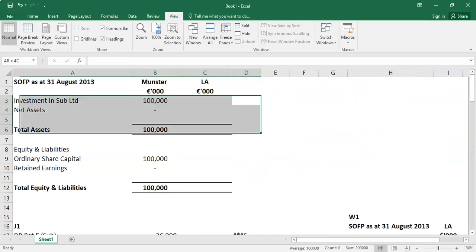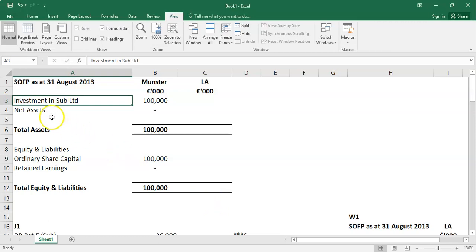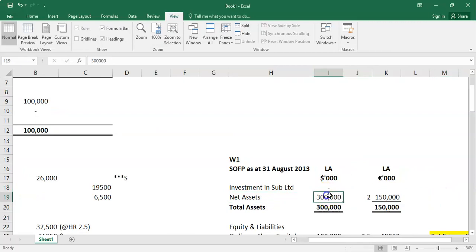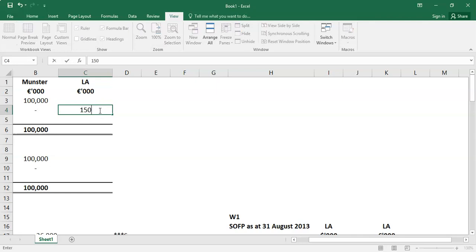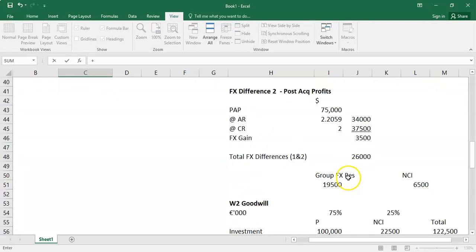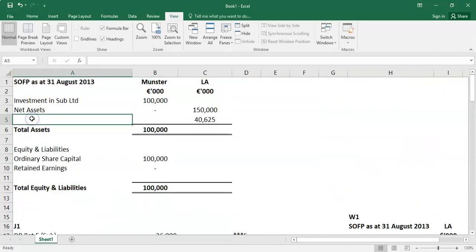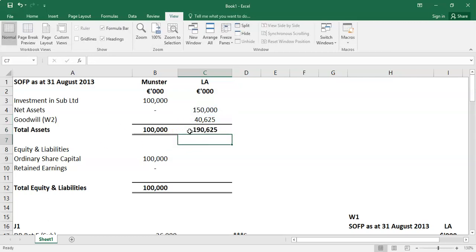So finishing it off then, we know the investment in sub is gone. We know the net assets of LA, remember you've retranslated them, they're no longer $300,000, they're now 150. That's where it comes from. And we said goodwill at the year end from working 2 is 4625. So I'm just going to put in there goodwill working 2, so the examiner will see where it comes from. So total assets 190. Sorry, that should be LA.